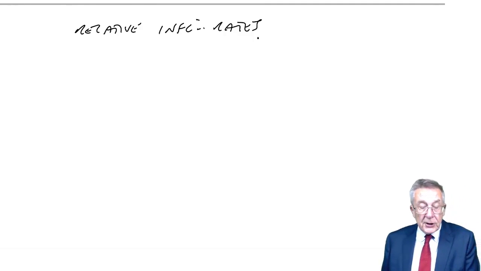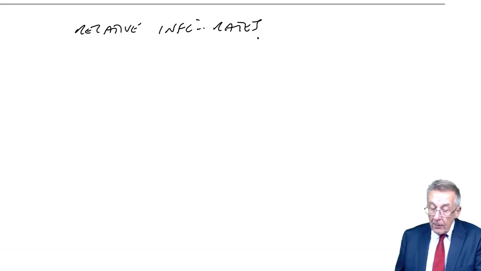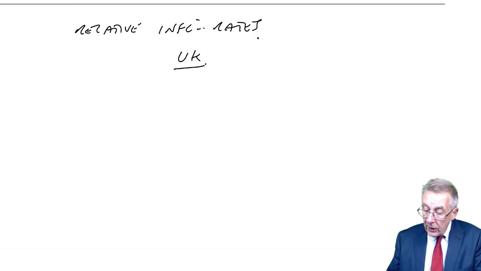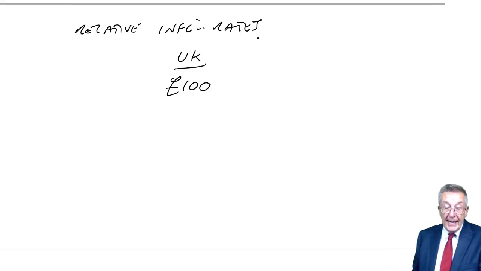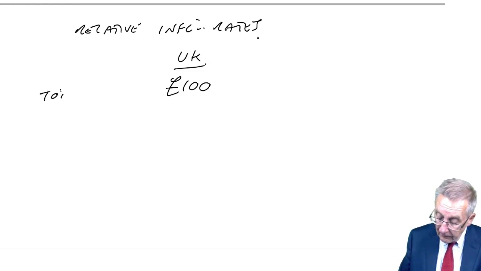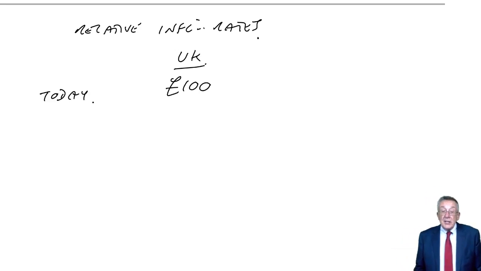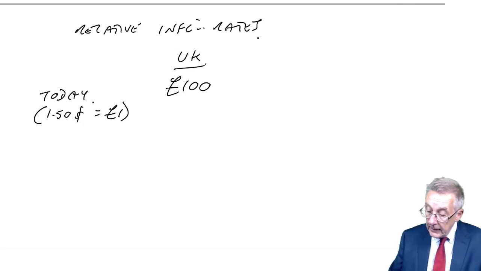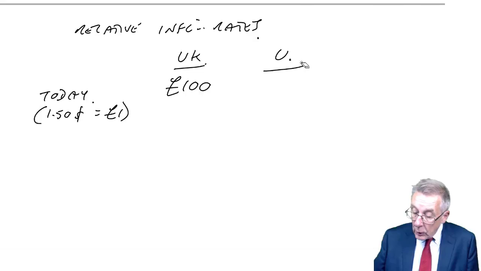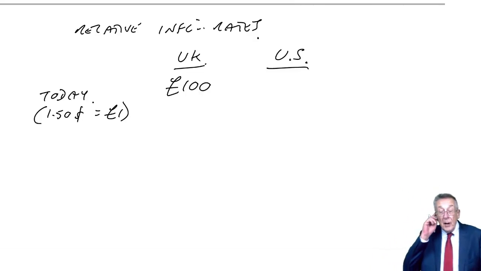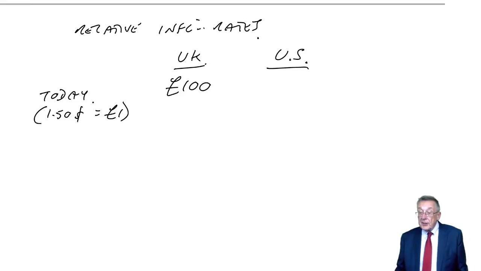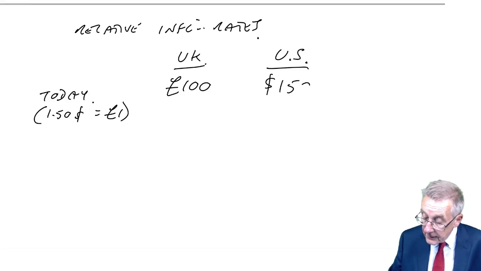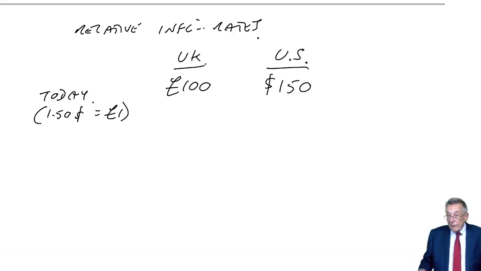What we do is this. Look at my little illustration on the next page. It says that an item currently costs £100 in the UK. That's today's price. Today, the exchange rate against the dollar to the pound is 1.50. And remember, that means $1.5 equals £1. And so the equivalent price of that item in the US, if it's $1.5 to the pound, would be $150. No problem.